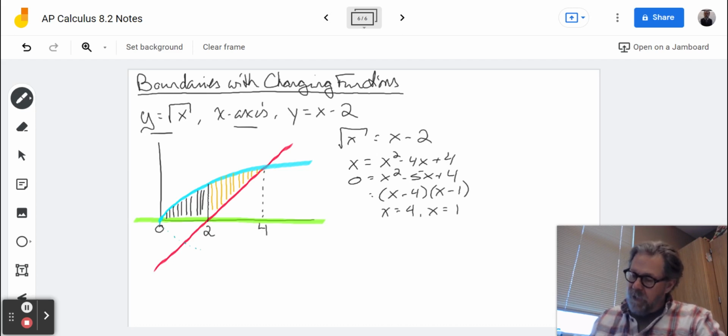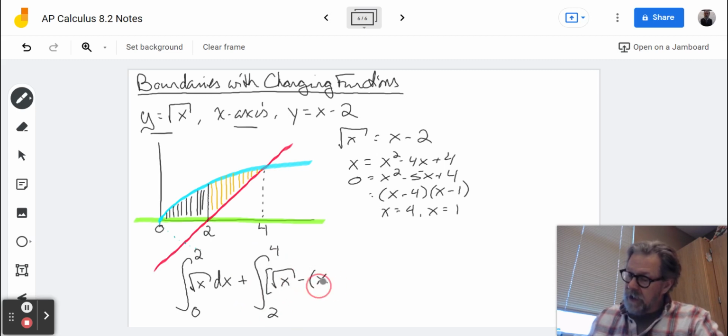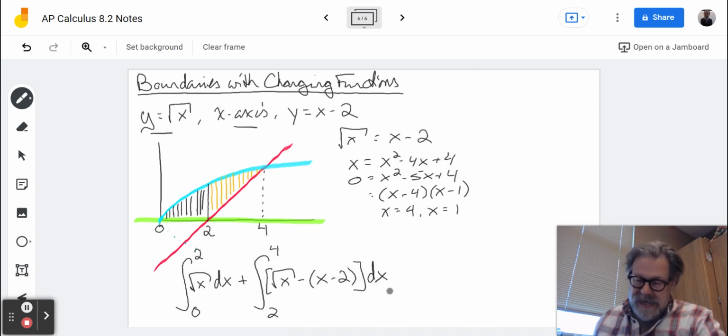So what do we have for our area? Well, we have the integral from 0 to 2 of square root of x dx. Remember that it's square root of x minus 0, but we don't have to put in the minus 0, plus the integral from 2 to 4 of square root of x minus parentheses x minus 2. Do not forget the parentheses, or that will not be a plus 2.